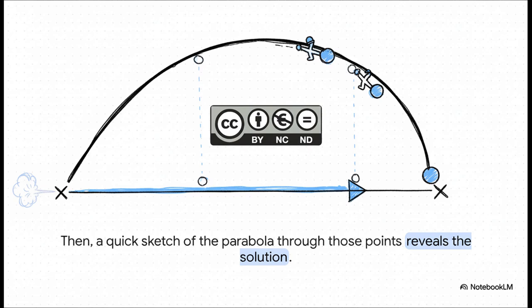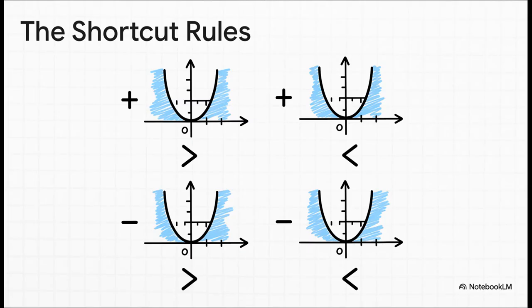And honestly, it's brilliant. Instead of testing all those points, we just sketch the parabola. We know it has to pass through our two boundary points. The only question we need to answer is, does it open up or does it open down? And the rules for this are incredibly simple. You just look at the x² term. If it's positive, the parabola opens up, like a smile. If it's negative, it opens down, like a frown.